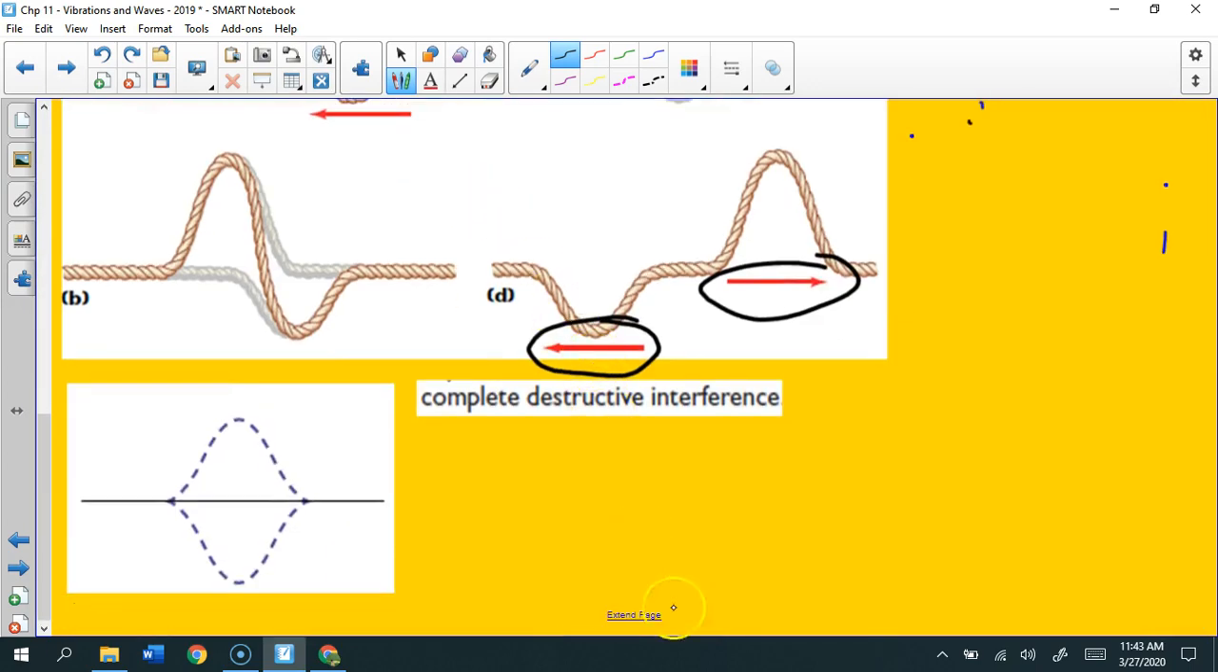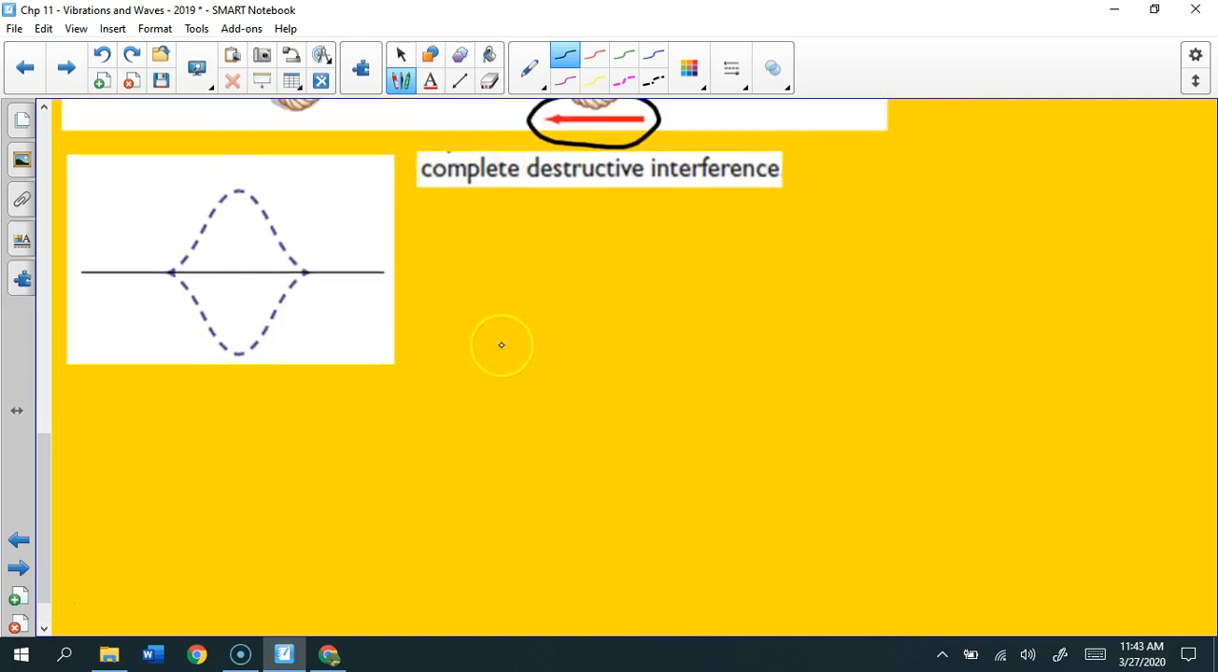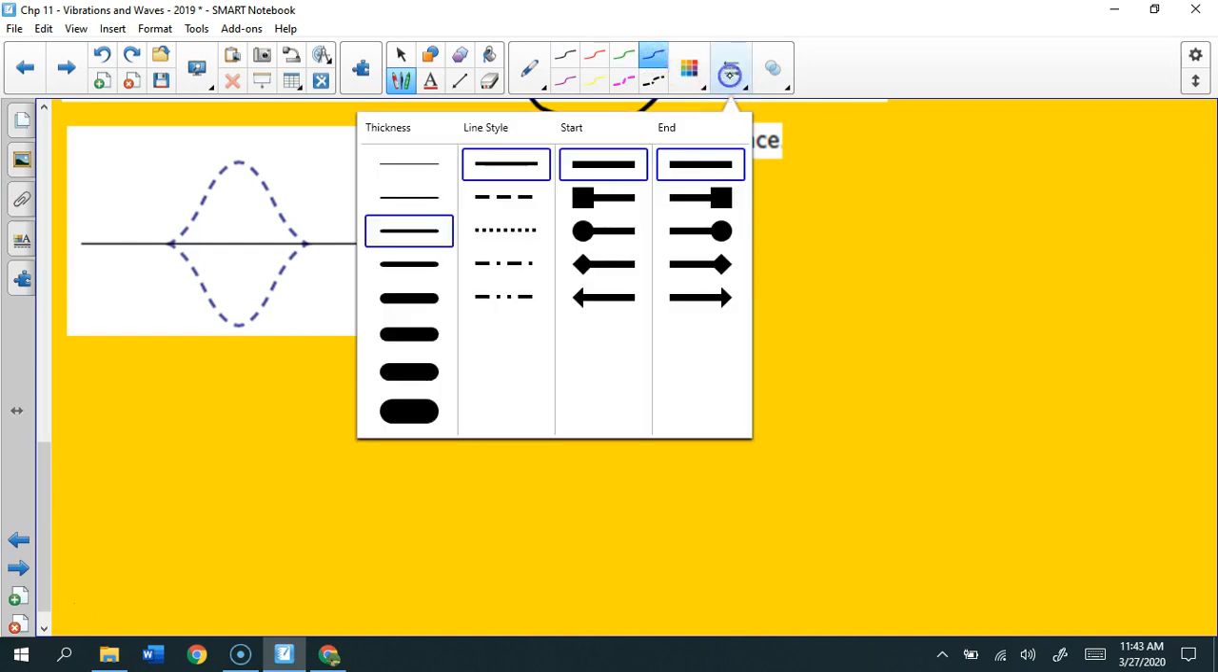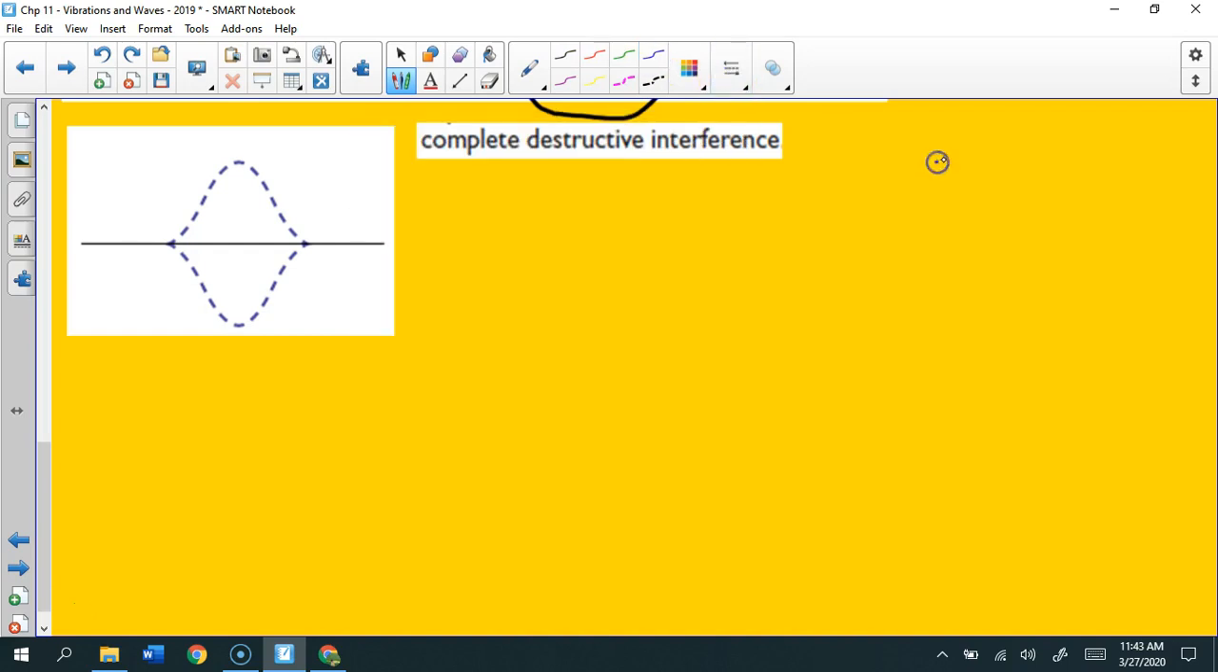Now, complete destructive interference is just one little phenomenon, okay? Think about how that might happen. How might something interfere so well that you don't see anything at all, which is this blue line right here?